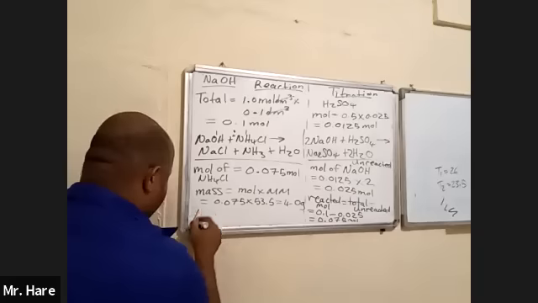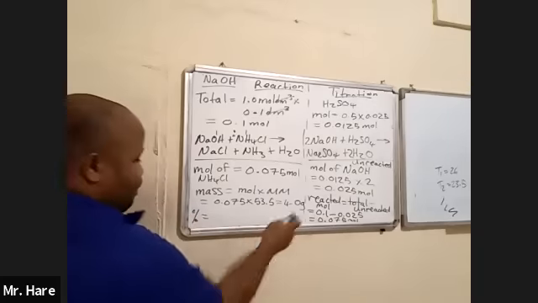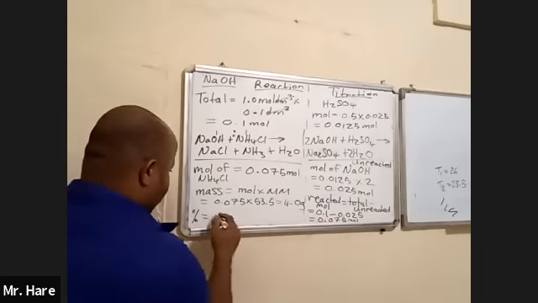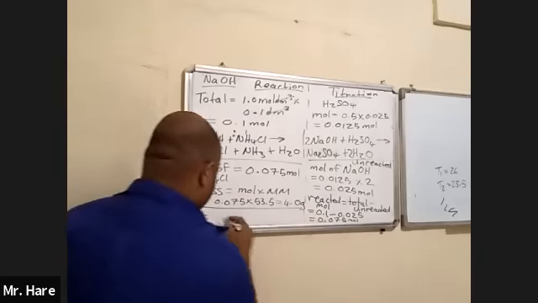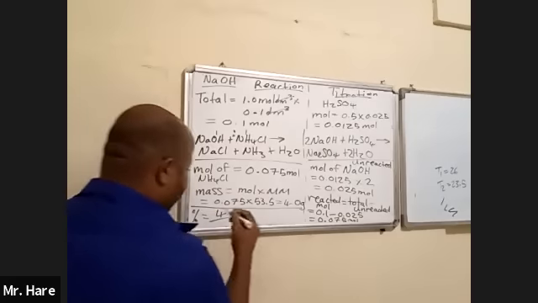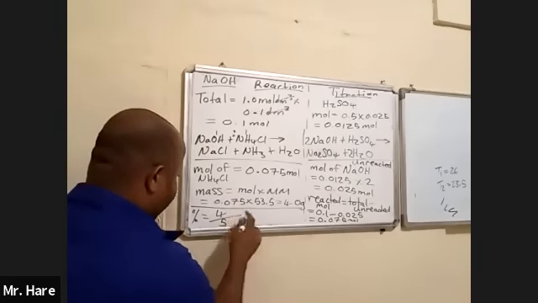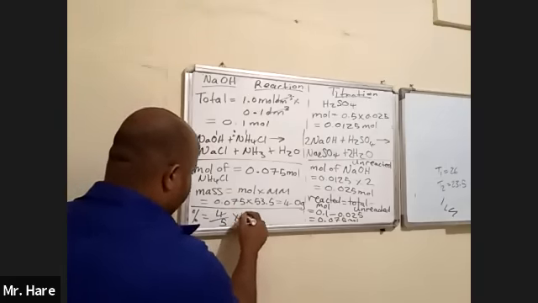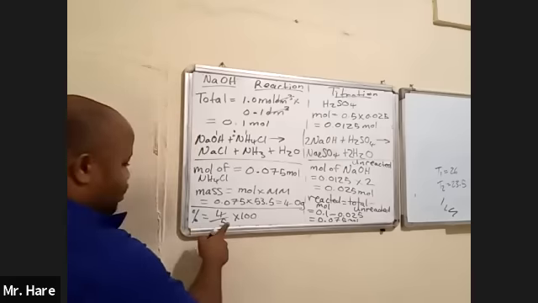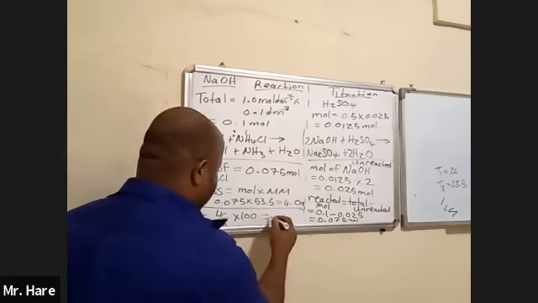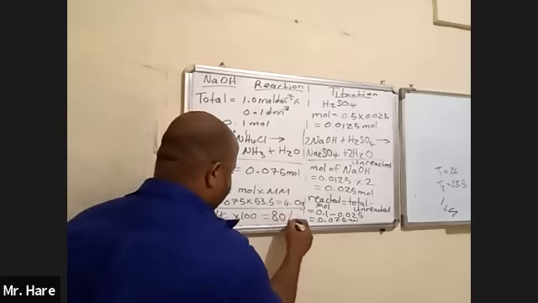All right. And now the percentage is the mass of the compound, which is the 4 grams, divided by the mass of the sample, which is 5 grams, multiplied by 100. So 4 divided by 5 times 100, we should get 80%.